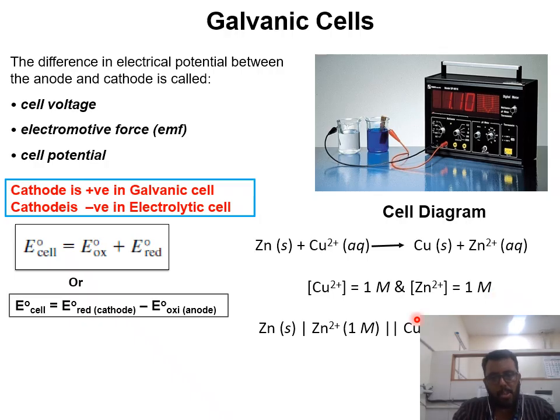How? Because you can write the cell reaction, the half cell reaction, or the net cell reaction. You can write the zinc electrode, Zn2+, then the salt bridge, Cu2+ and Cu. This will be the net reaction, with 1 molar concentration of copper and zinc, the same concentration, and the cell voltage will be 1.1. Why? The potential of zinc is minus 0.76 and copper is plus 0.34.